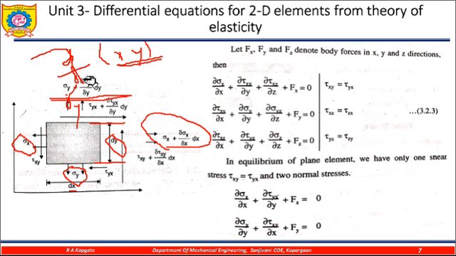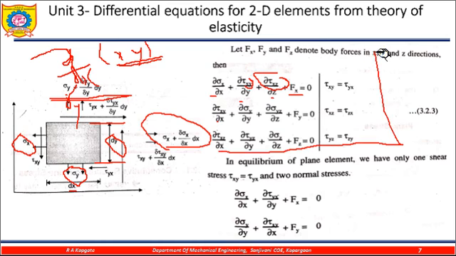So ∂/∂x. Here you can see ∂σx/∂x plus ∂τxy/∂y plus ∂τzx/∂z plus the force fx along the x-axis. Similarly here, ∂τxy/∂x plus ∂σy/∂y plus ∂τyz/∂z plus fy is equal to 0. So these are the equations we have developed for the 3D.